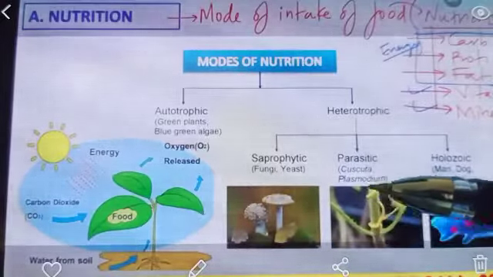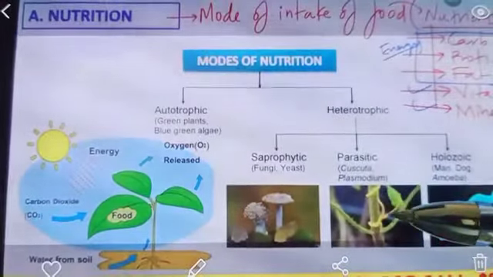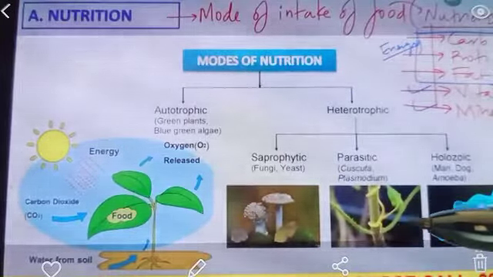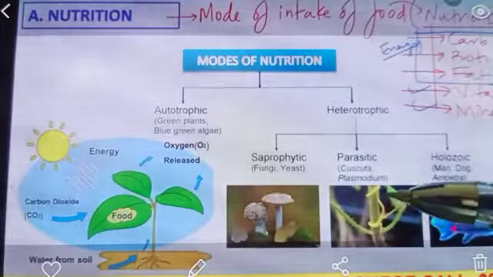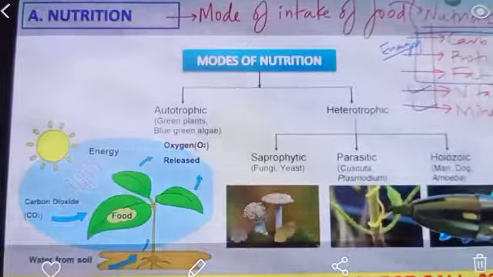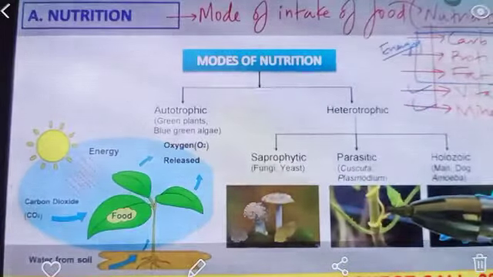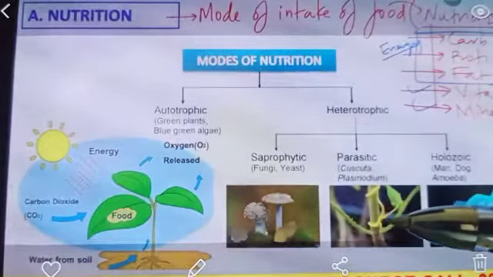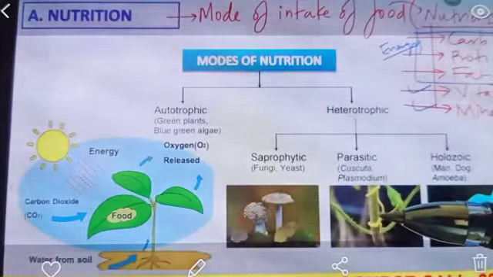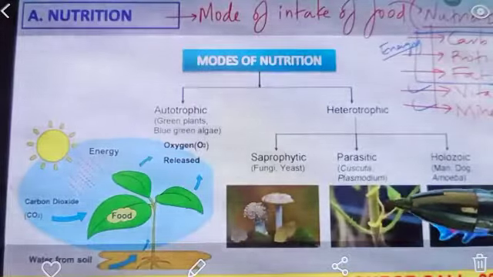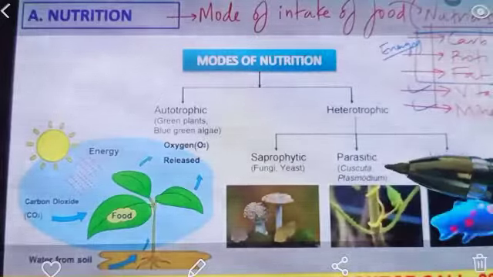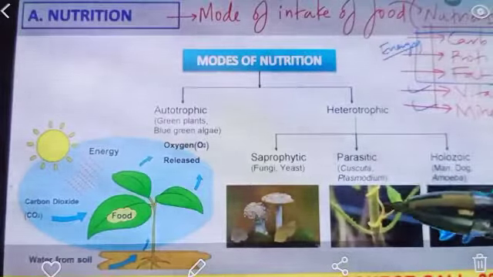Then comes the parasitic. Parasitic organisms depend on other animals. For example, the mosquito or the lice, or we can say bed bugs. Even in the plants, the cuscuta plant, they live on other plants. In Urdu they say amar bel. Even that is a parasitic plant. They feed on the other plants. They will not make them die, but they are depending on other plants or other animals. Those are parasitic organisms.